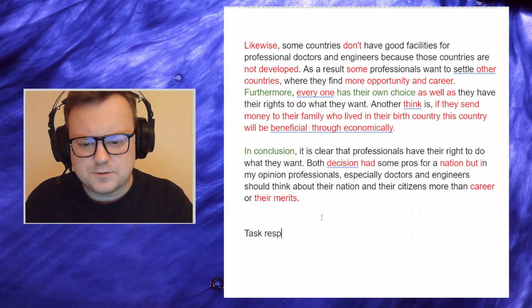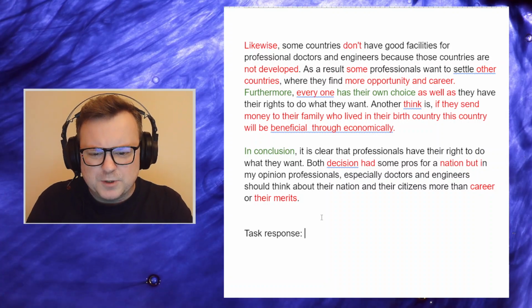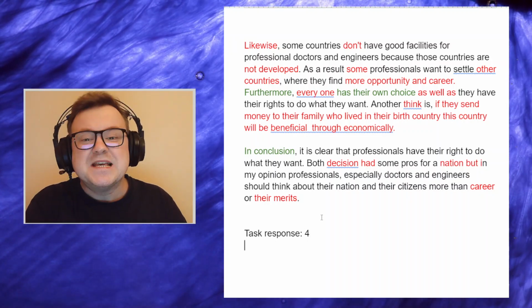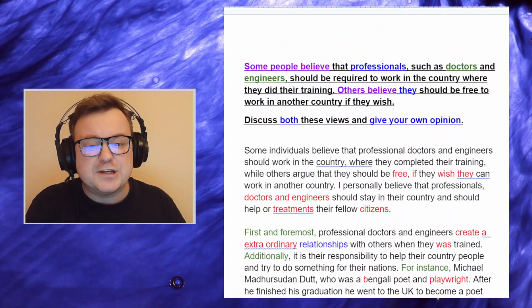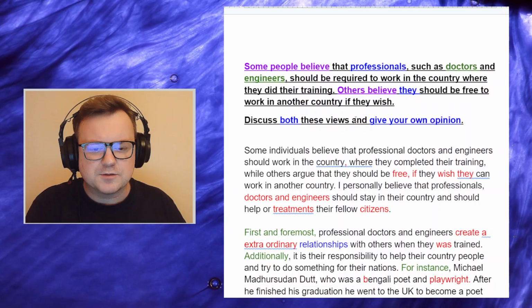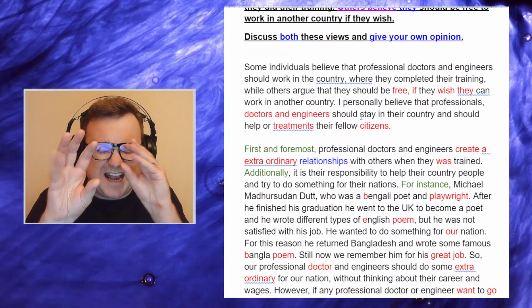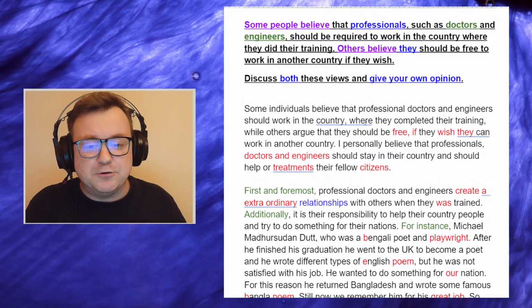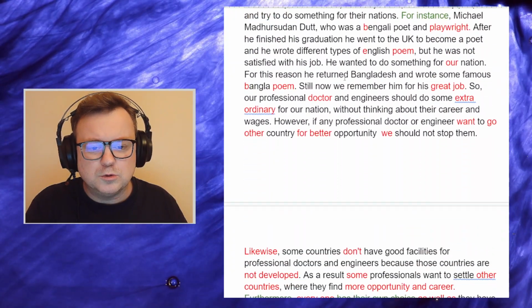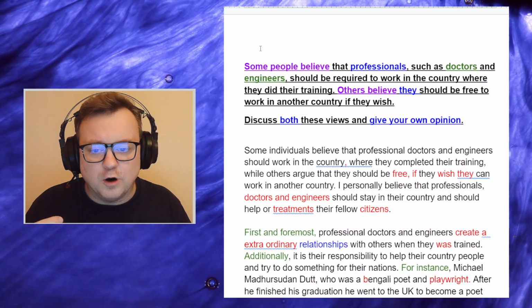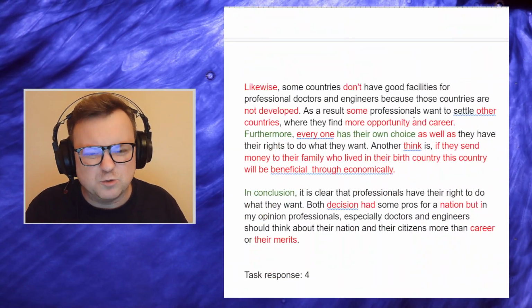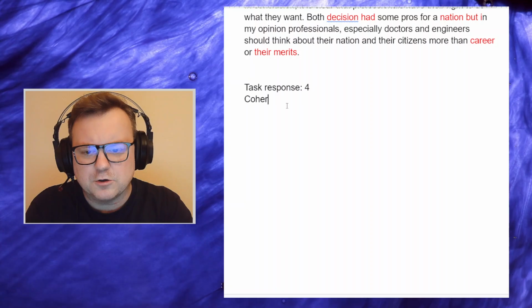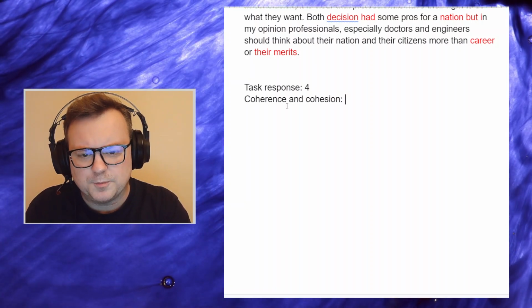Task response. Let's get into some scores. Task response, I probably want to say 4 for task response, simply because there are no arguments here. There is no discussion of the two sides. It's very tangential. It's kind of linked in a distant way, but there is no discussion of this question. No real arguments for, no real arguments against.